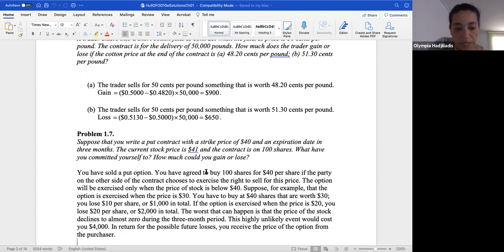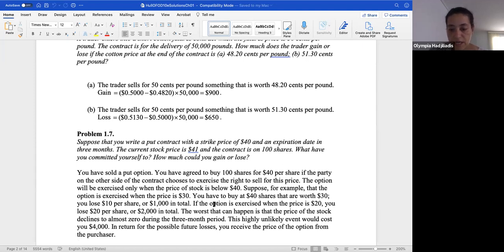The option will be exercised only when the price of stock is below $40. Suppose, for example, that the option is exercised when the price is $30. You have to buy at $40 shares that are worth $30. You lose $10 per share or $1,000 in total. If the option is exercised when the price is $20, you lose $20 per share or $2,000 in total.